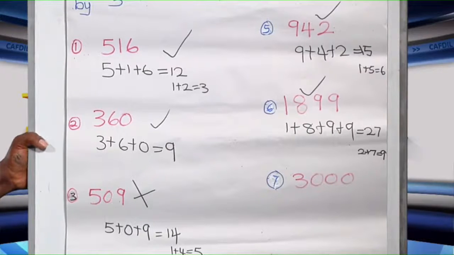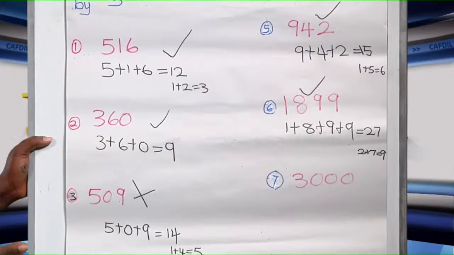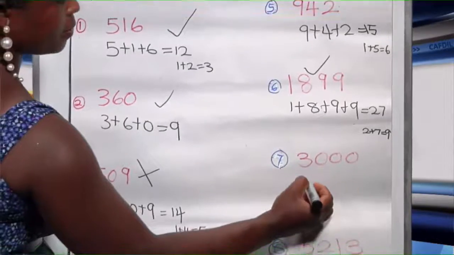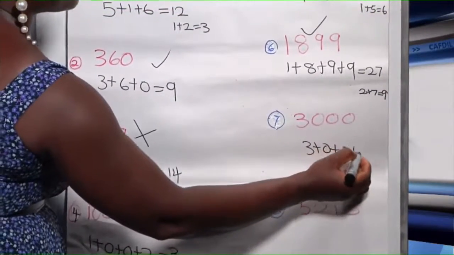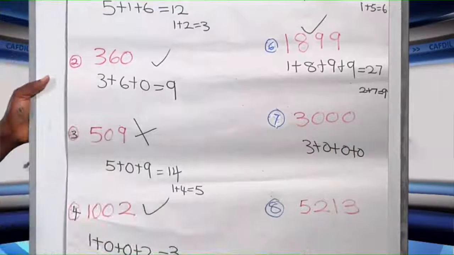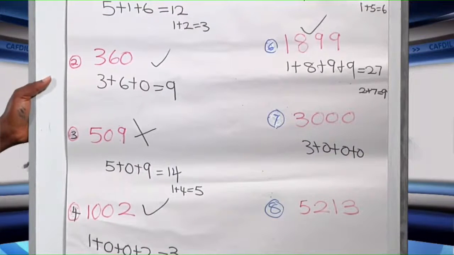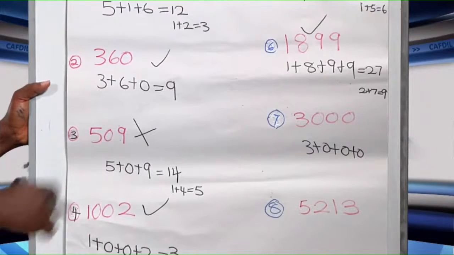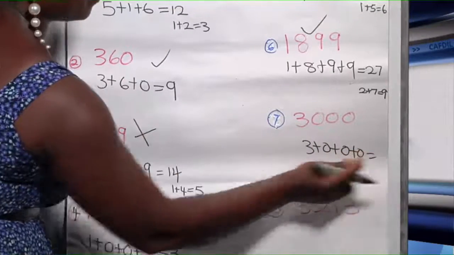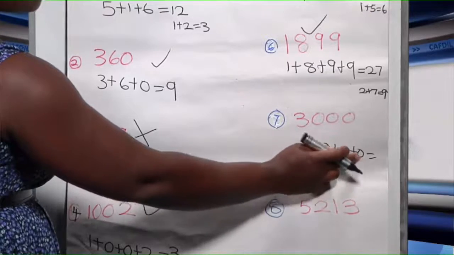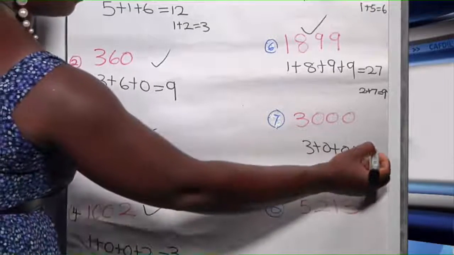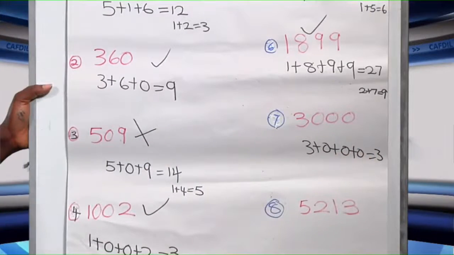Okay, our next question. 3000. Let's add and see. 3 plus 0 plus 0 plus 0. Yes, I know you are saying, yes, it is divisible by 3. But let's see. 3 plus 0 is 3, plus 0 is 3, plus 0 is 3. So 3000 is divisible by 3.